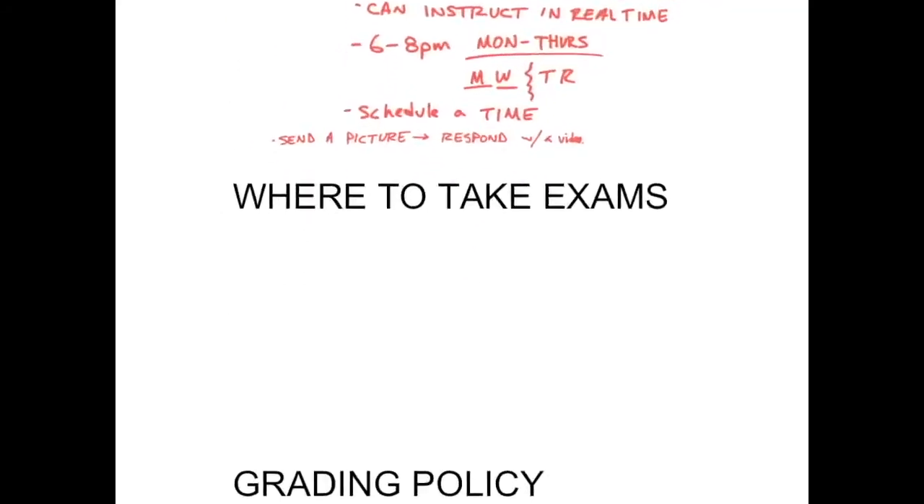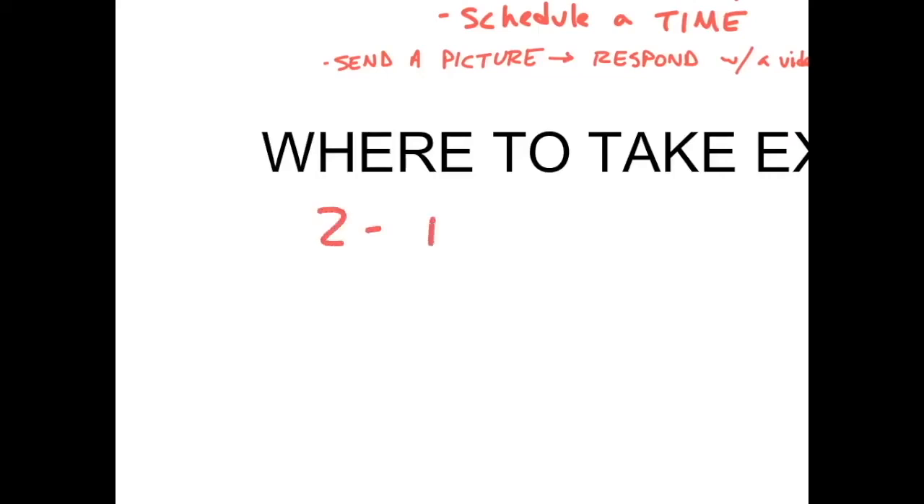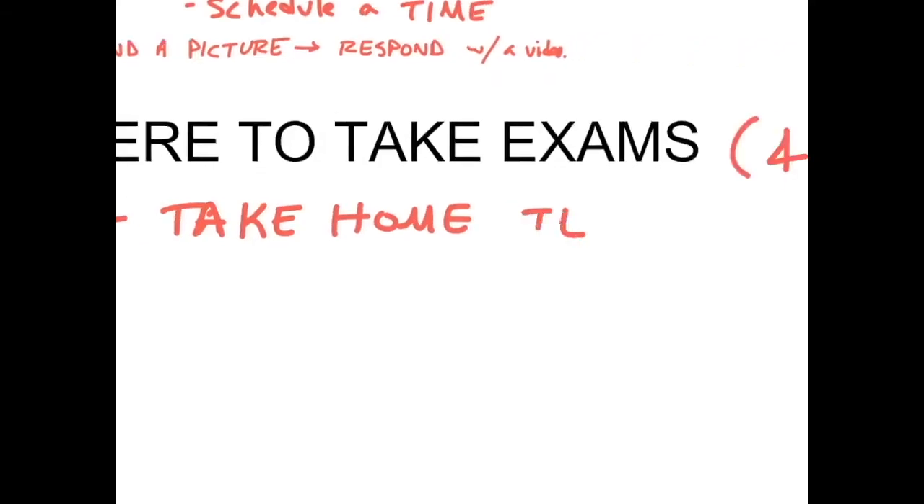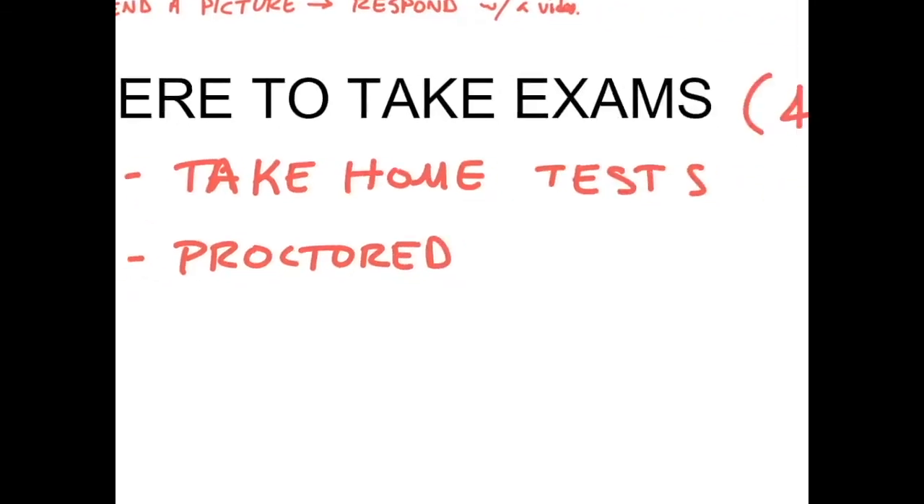One of the things that we got to talk about is where to take exams. You are going to take 4 total assessments. 2 will be take-home exams, and we're going to call those tests. So 2 take-home tests. And then you will take 2 proctored exams. A proctored exam means that you have to go to a CMC location. All right, let's write this down first.